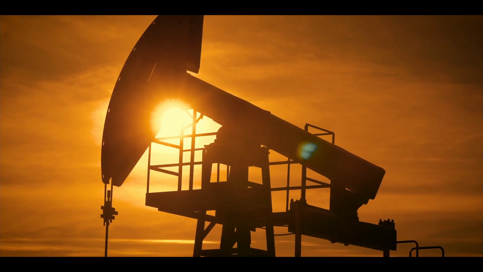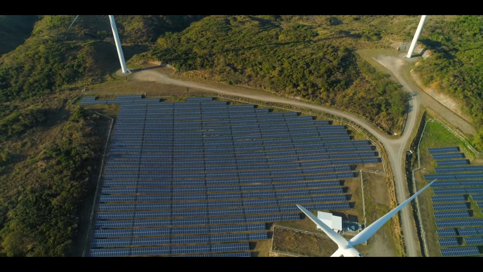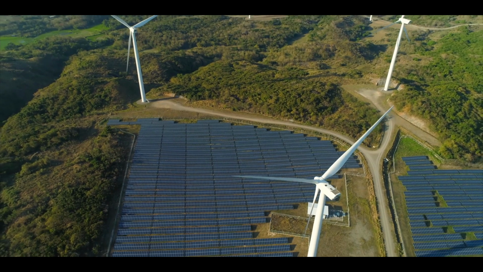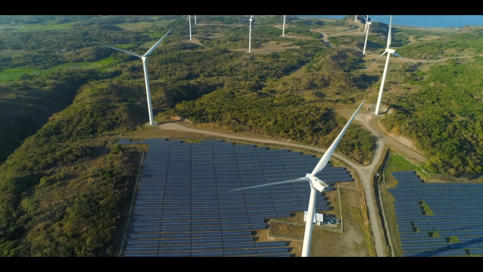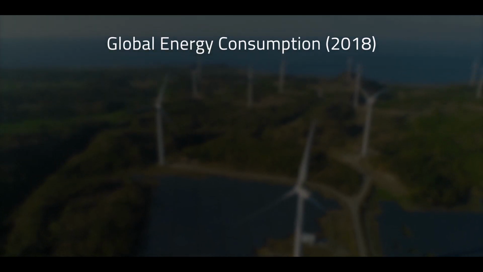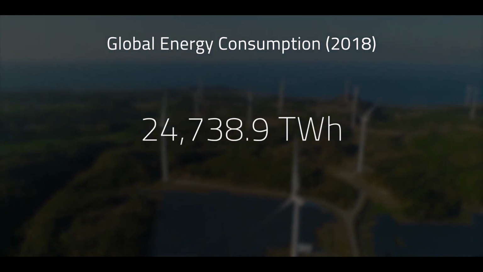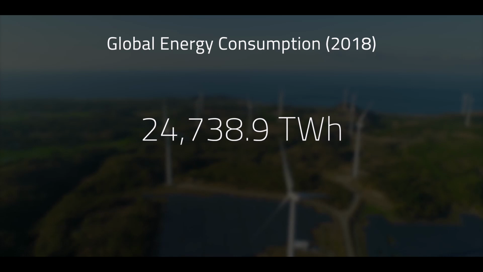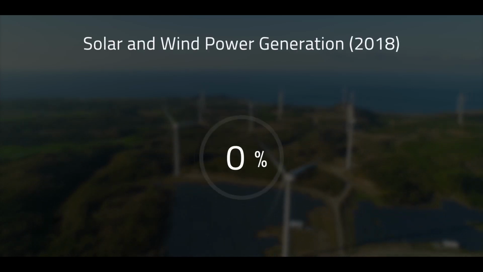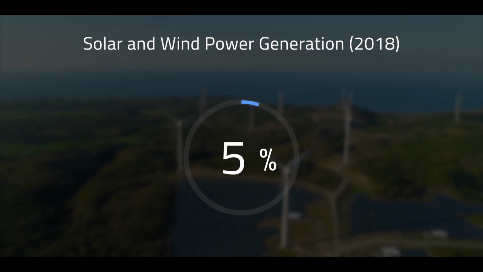The world has been shifting from fossil fuels to renewable energy sources in order to achieve low carbon emissions and maintain cheap prices. Both electricity consumption and renewable energy generation have been increasing all over the world in the past few years. In 2018, global energy consumption reached almost 25,000 terawatt hours, and of that, solar and wind only accounted for about 1,827 terawatt hours, or about 5% of the total power generation in the world.